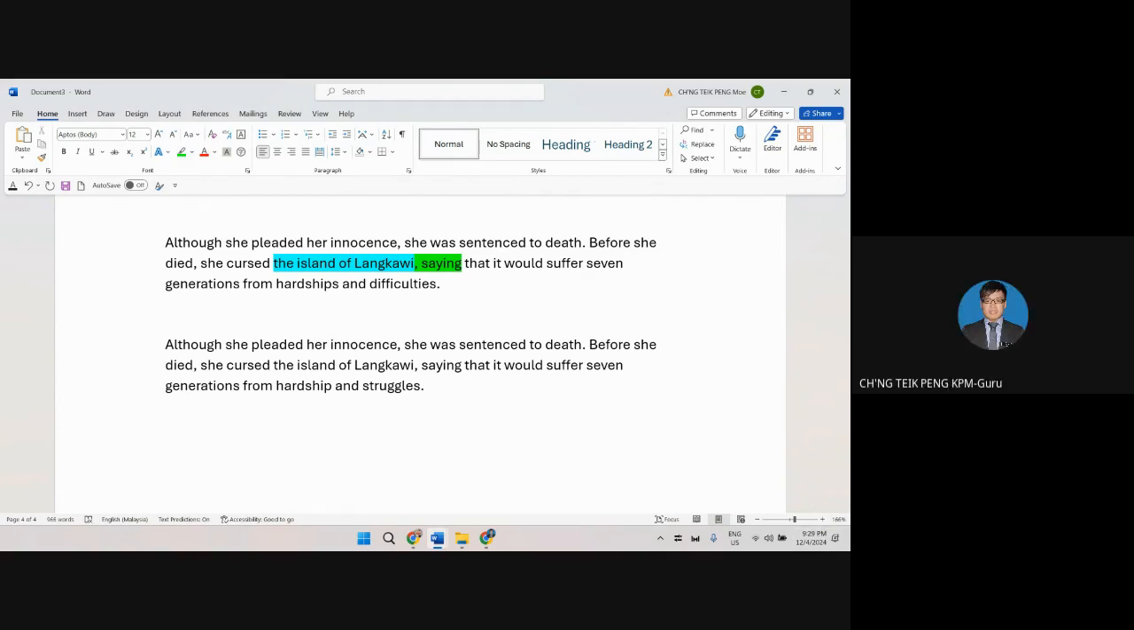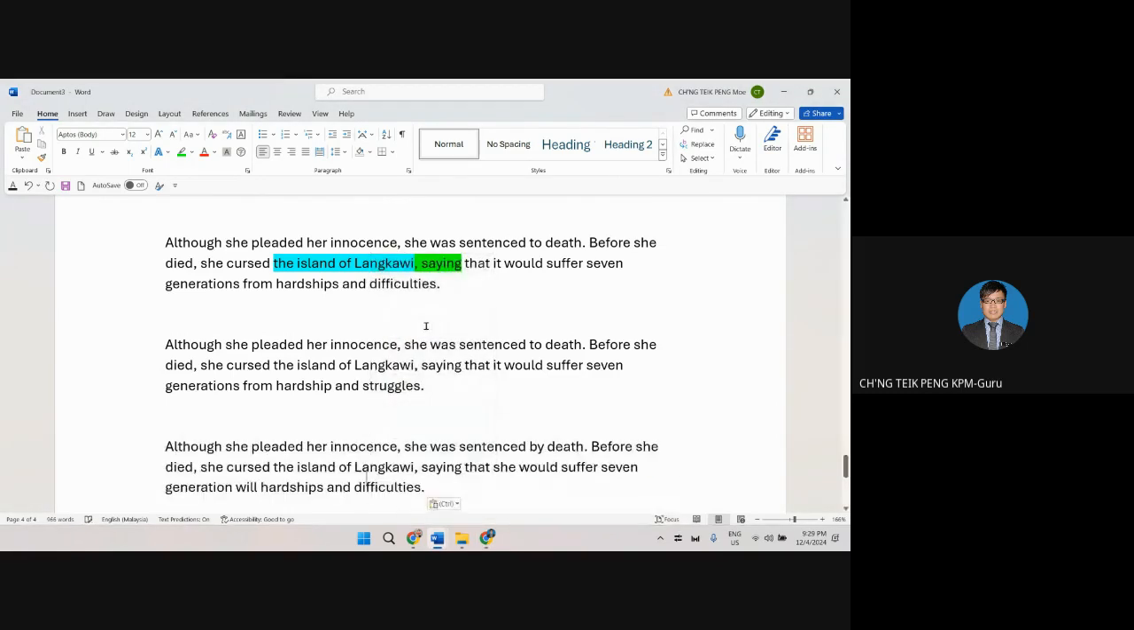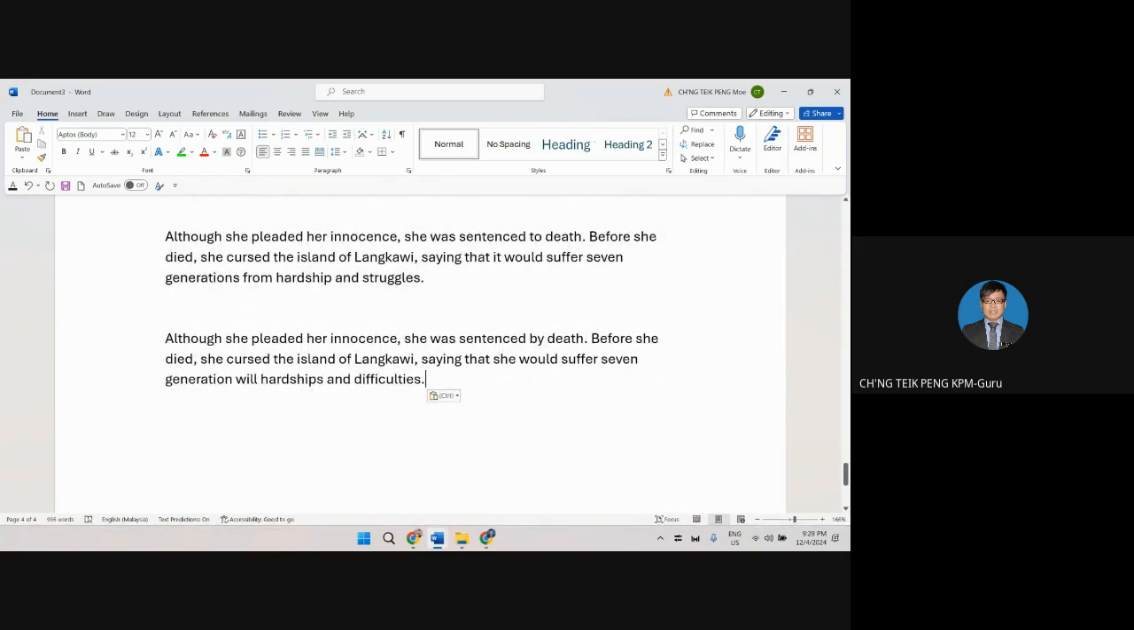Oh, okay, sure. Okay, now I'm reading Changkun's answer, yeah? Okay. So although she pleaded, she was sentenced to death. She cursed the other, saying that she would suffer seven generations. Well, 这里就不对了咯，这里要放 from 而已。Okay, 只有一些小小的错误而已啦。Changkun, understand why we are using from here? Got it? Okay, got it. Yeah, awesome.